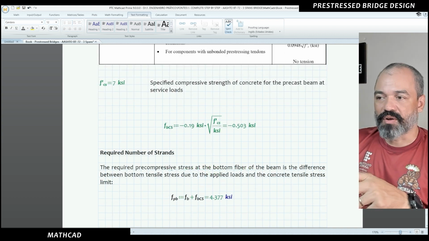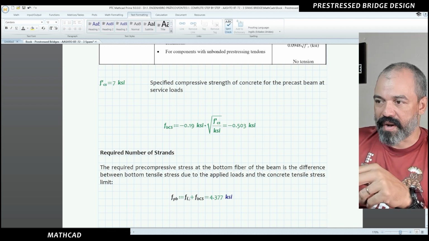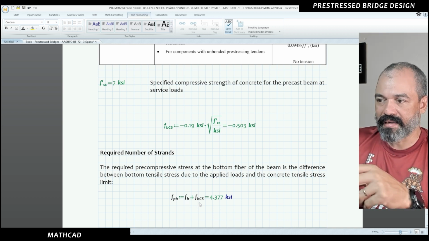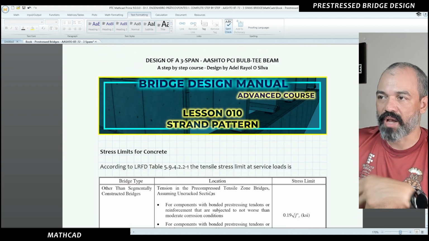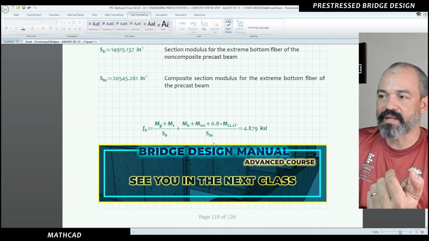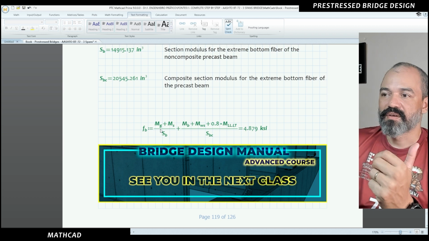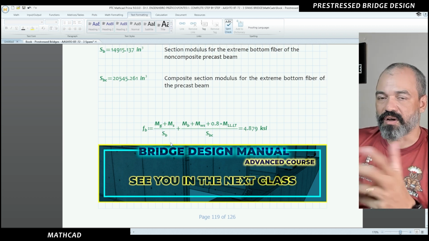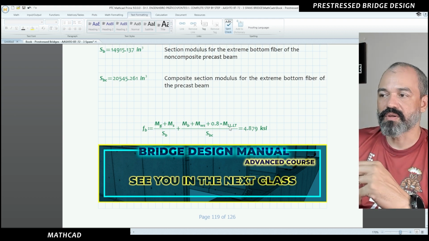The required number of strands: we have to take the difference of the required stress at the bottom fiber minus the tensile stress limit for our concrete, this amount here. And this fb we calculated in our 9th class, where we use the moments for the girder, the section modulus of our cross section, the moment for the barriers, the moment for the wearing surface, and the moment for the truck load.